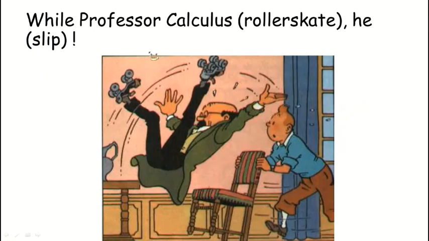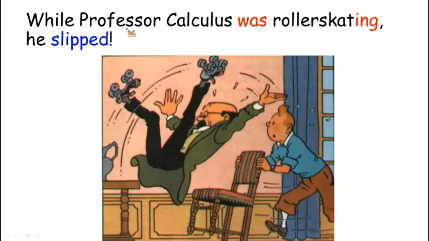Okay, while Professor Calculus roller skating, he slipped. So "while" here, I have the long action, roller skating, so this is a long action, it was interrupted by the short action of slipping, and "while" always comes before the long action. Long action means past continuous, and short action means past simple. So while Professor Calculus was roller skating, he slipped.